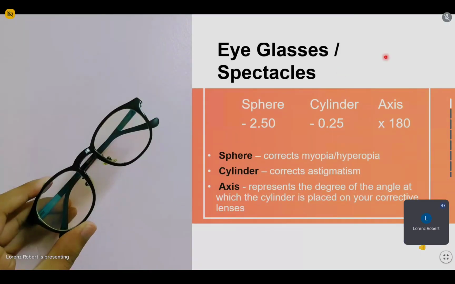Okay, so in patients with refractive errors, when we prescribe glasses, there are three components. There's the sphere, there's the cylinder, and there's the axis. Sphere refers to the correction of the spherical problems, myopia or hyperopia. Cylinder refers to the correction of astigmatism, and the axis is the degree or the angle in which the cylinder is placed to correct the astigmatism.